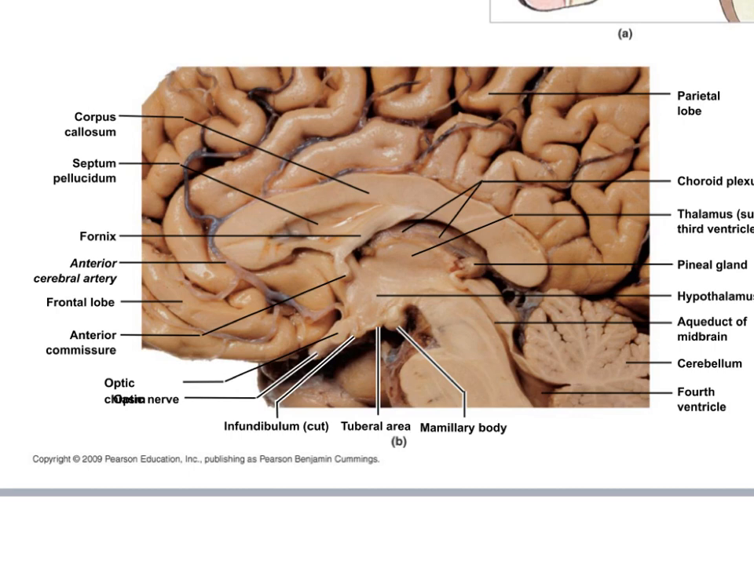So when we're looking at this picture here, we can see the hypothalamus. The thalamus sits right here. So that round thing right there is the hypothalamus. And then we have the third ventricle surrounding it. And then we have this area right beneath it. It's kind of a triangular, rectangular sort of shape. And that is the hypothalamus.